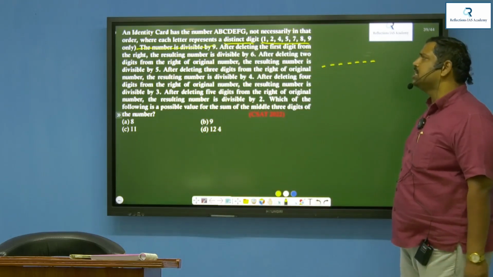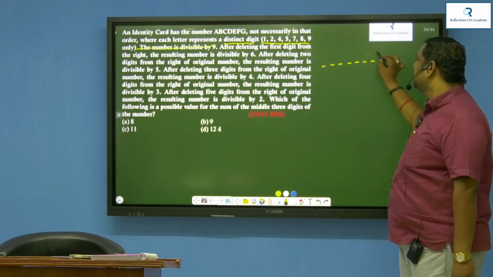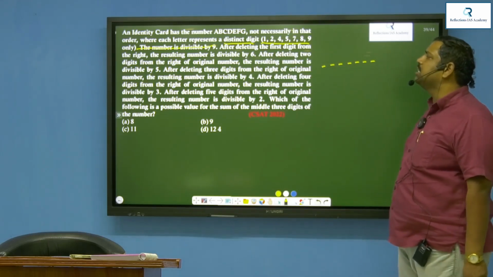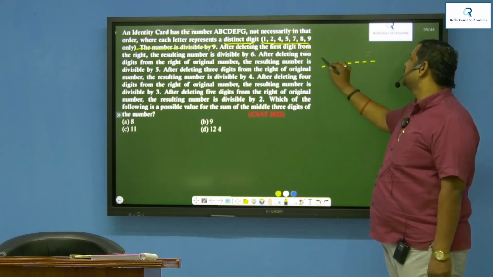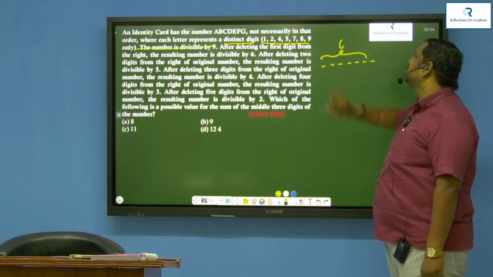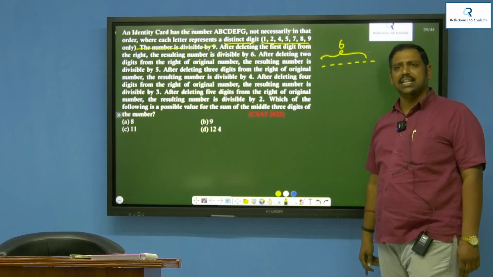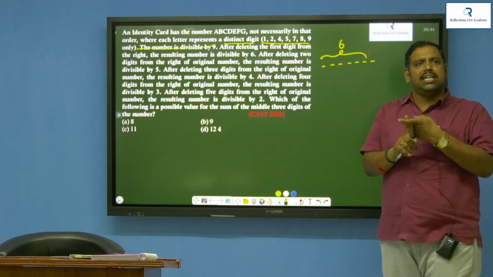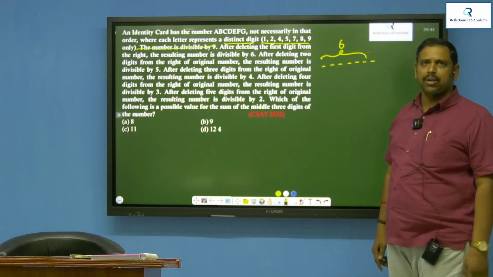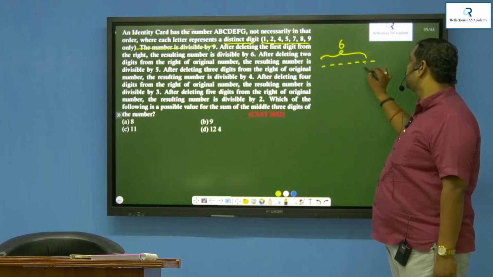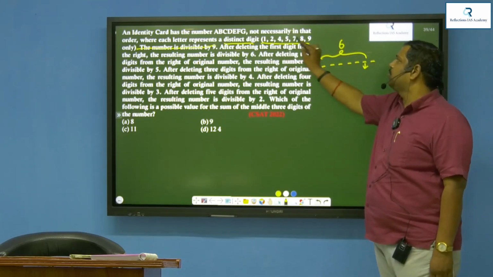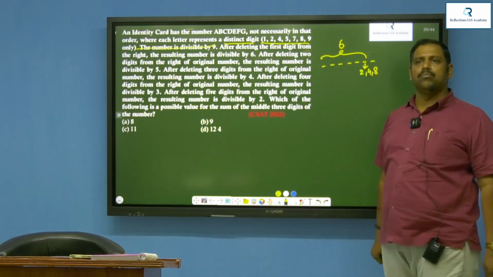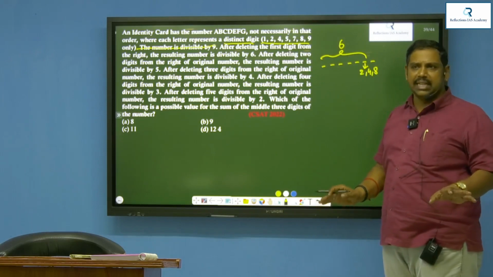After deleting the first digit from the right, means this digit is deleted, the resultant number is divisible by 6. This entire number is divisible by 6. Underline the point. Divisible by 6 means definitely it should be an even number, right? It should be an even number, means this place should be occupied by only the even numbers that we have, which are 2, 4, 8. Any of the 3 will be here. That is for sure.